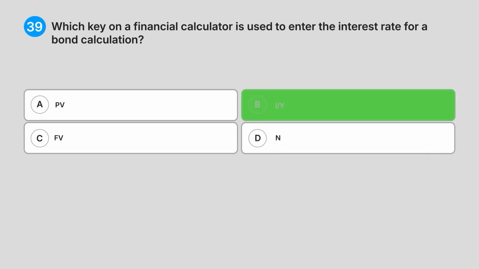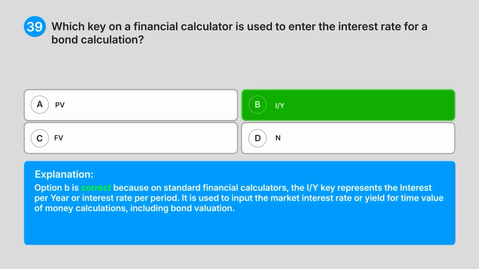Correct answer, B. IY. Explanation, option B is correct because on standard financial calculators, the IY key represents the interest per year, or interest rate per period. It is used to input the market interest rate or yield for time value of money calculations, including bond valuation.